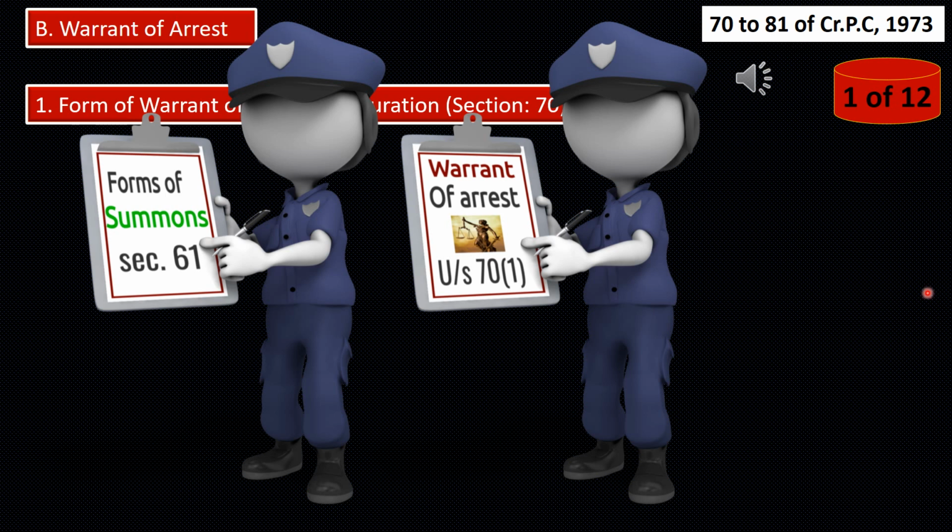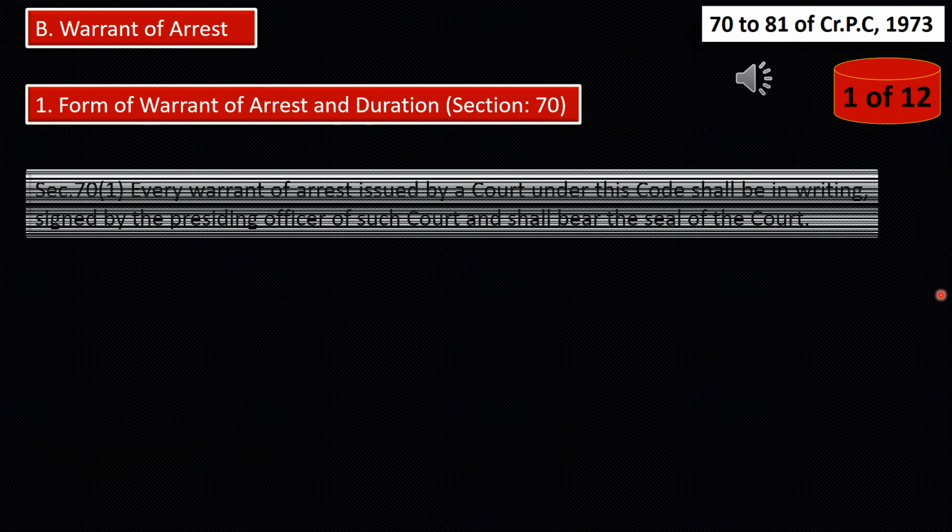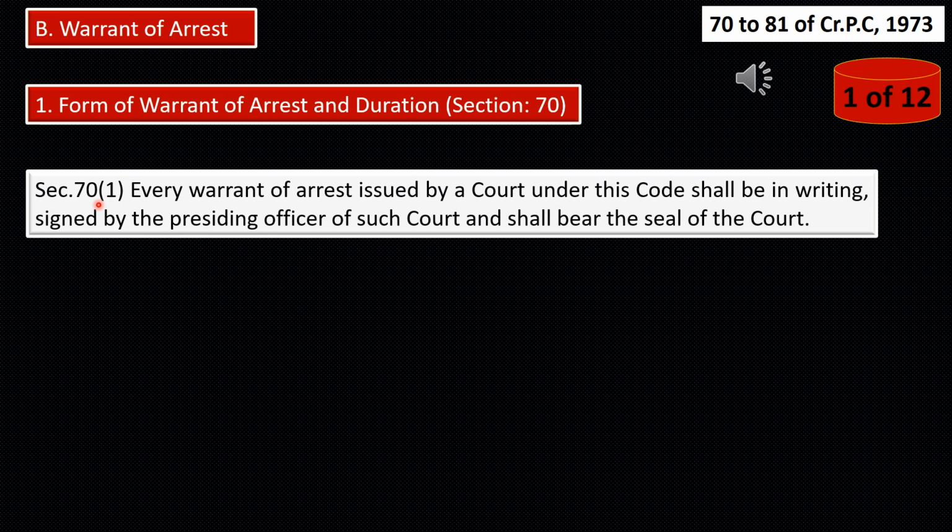Now let's cover the topic warrant. The first point, form of warrant of arrest and its duration as per section 70. Subsection 1 of 70 says that every warrant of arrest issued by the court under this code shall be in writing, signed by the presiding officer of such court, and shall bear the seal of the court. Do you remember that it has the same contents as the contents of the summons?